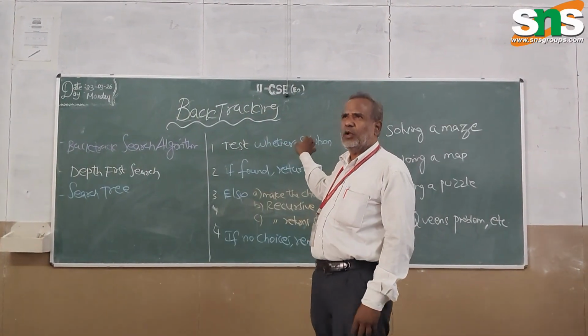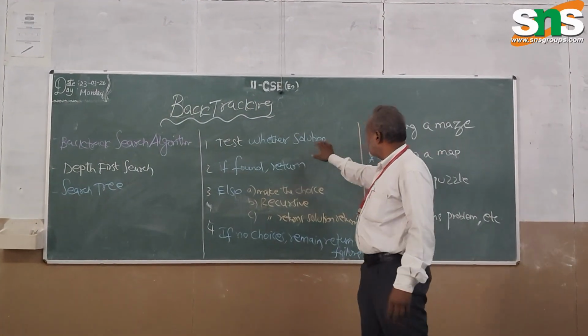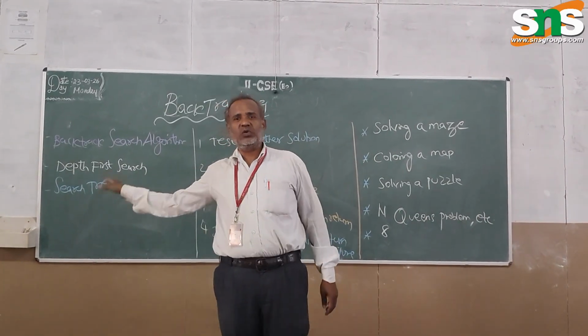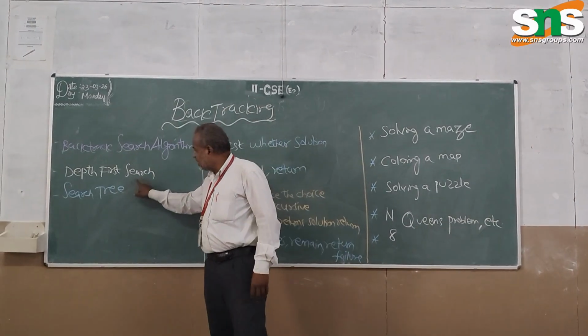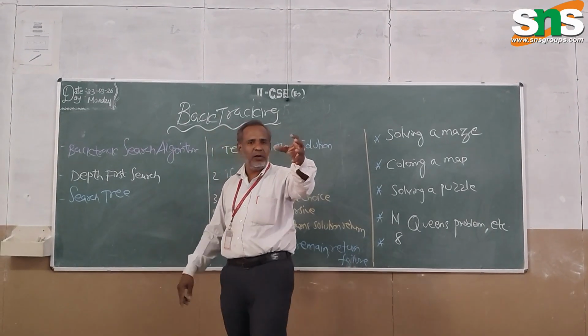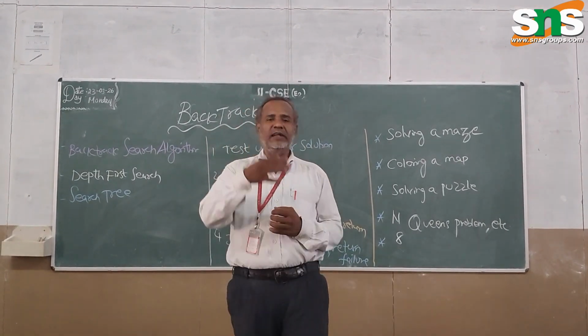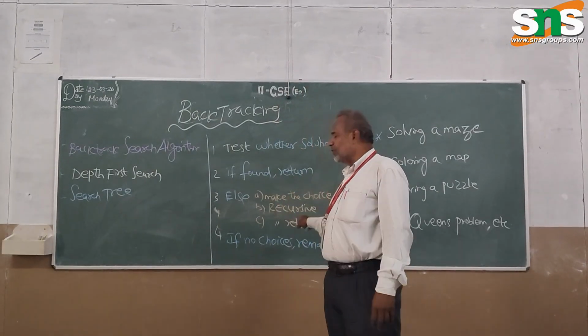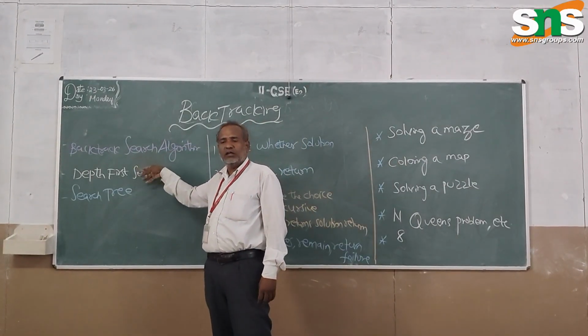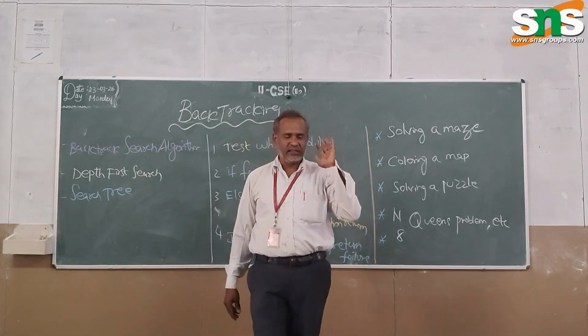Here, quite simple, it has five steps. First, test whether a solution exists or not, whether the solution is in a tree or maybe a linear graph. If it is available, it will be returned. Second, if found, if the result is available for a known solution or an unknown solution, it will return the result.